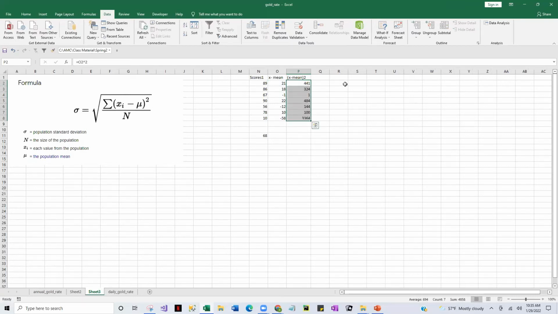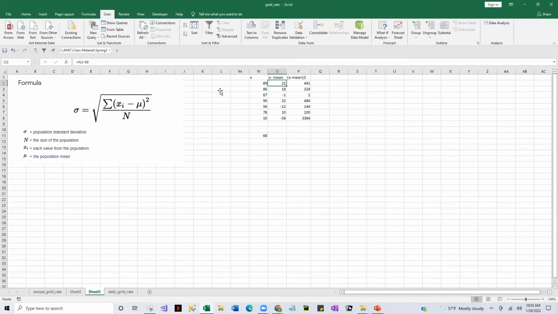How did you get the numbers for x minus mean? So mean is 68, right? This is mean, and this is x value. So what I'm doing is I'm subtracting 89 and 68. So I'm getting 21. Okay, got it? Yeah. Okay, so we are done with this part.